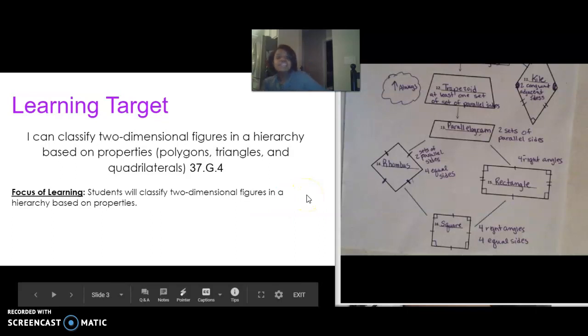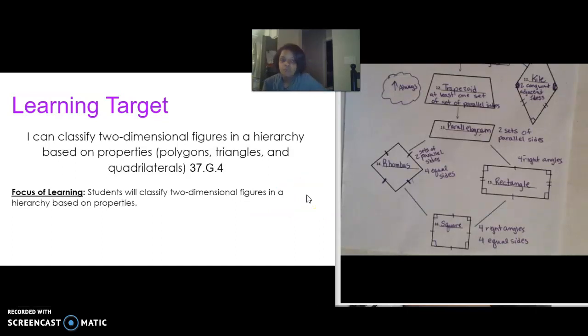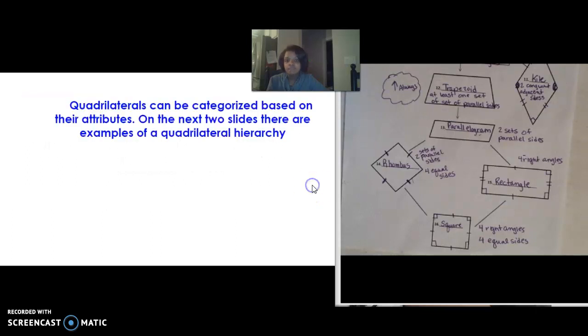Our learning target is I can classify two-dimensional figures in a hierarchy based on properties. For example, polygons, triangles, and quadrilaterals. Our learning focus is students will classify two-dimensional figures in a hierarchy based on properties. So quadrilaterals can be classified on their attributes. On the next slide, there are examples of quadrilateral hierarchy.